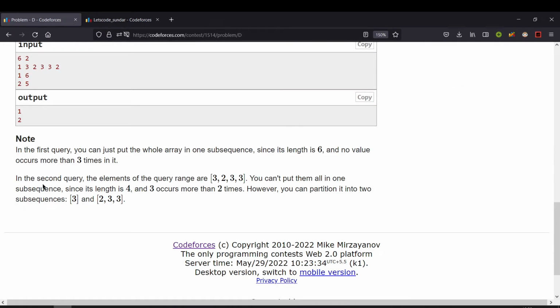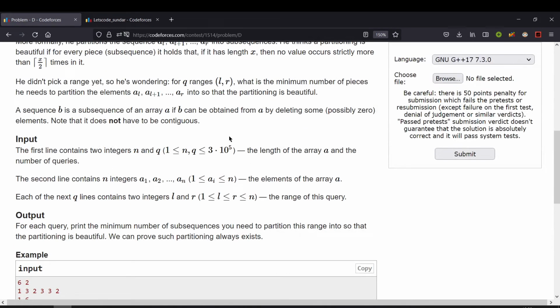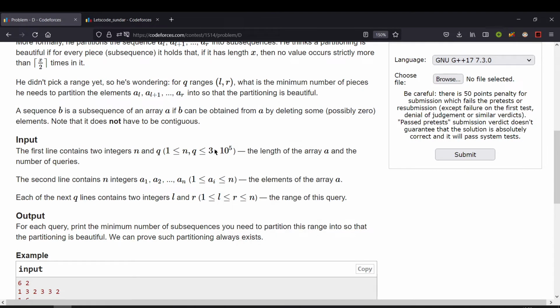Now let's see. So in the range we have 2, 3, 3, 3, right? Okay, so greedy, no, greedy will not work, right? Both n and q will be 10 to the power 5. Okay, so greedy will not work for sure.